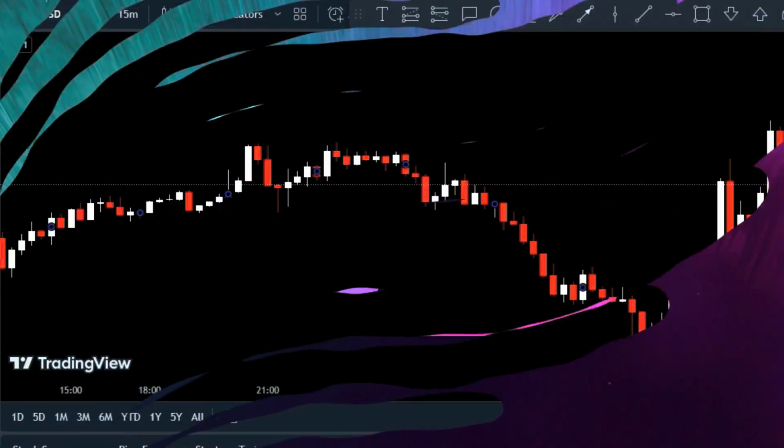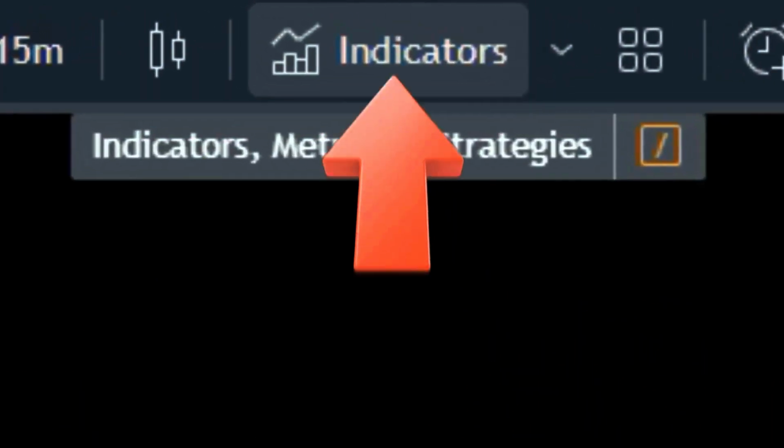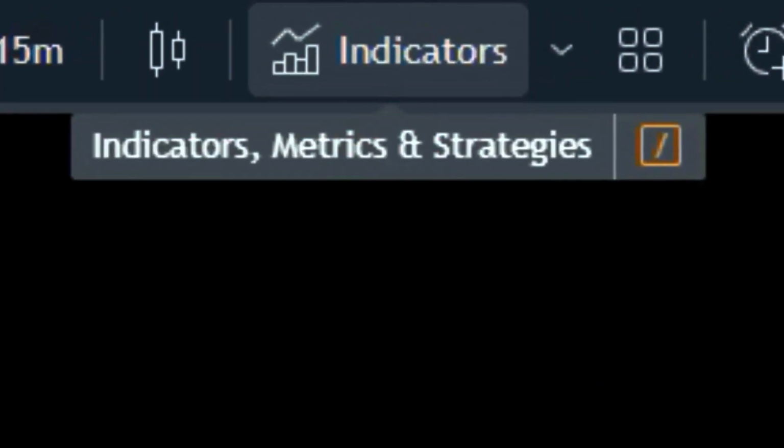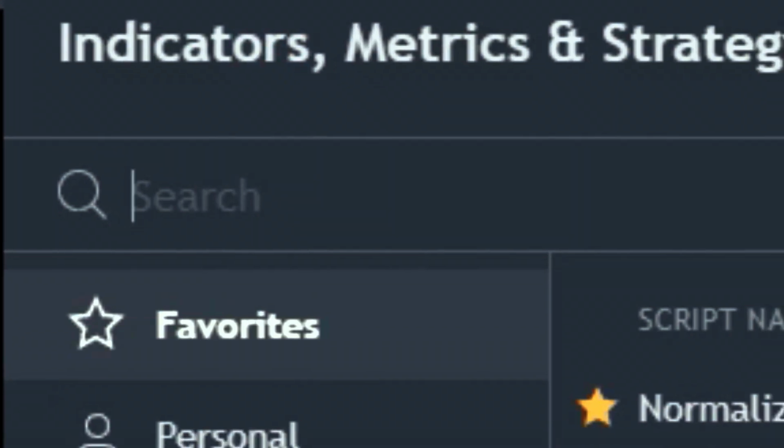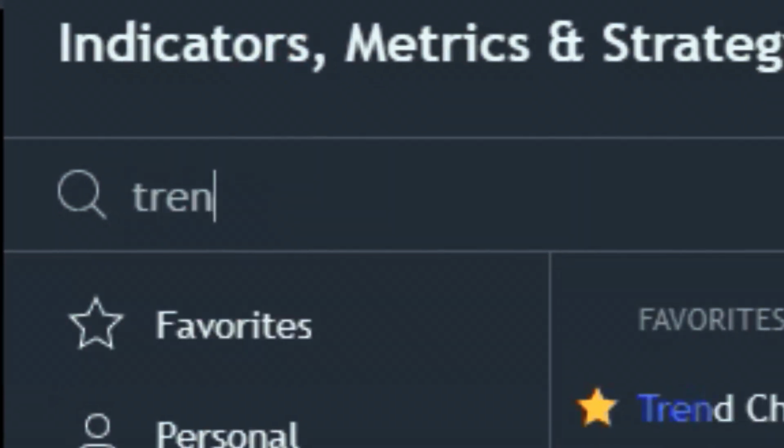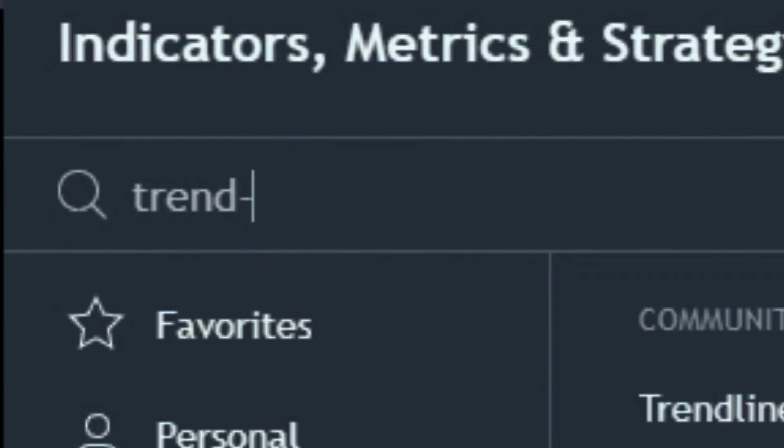Now, let's add the second indicator called the Trend Quality Indicator to your TradingView chart. Just follow these simple steps. Begin by navigating to the Indicators tab on the platform. Then search for Trend Quality Indicator in the search bar. Once located, simply click on it to add it to your chart.